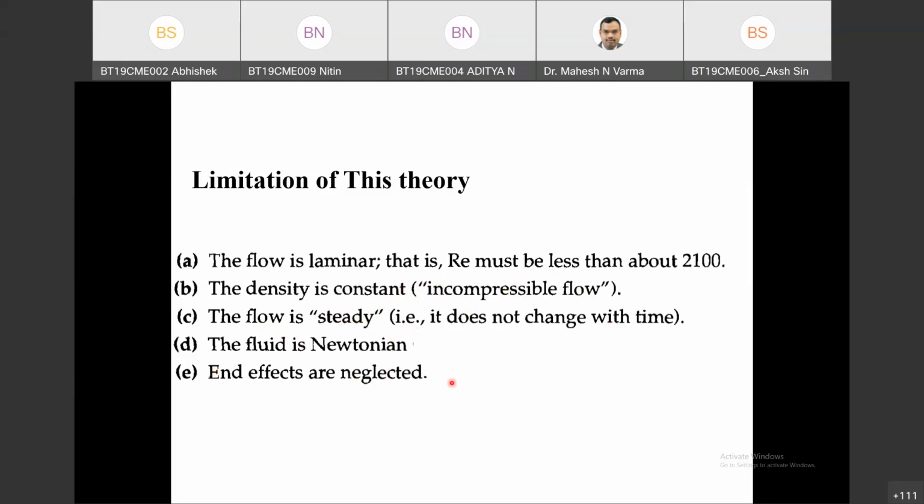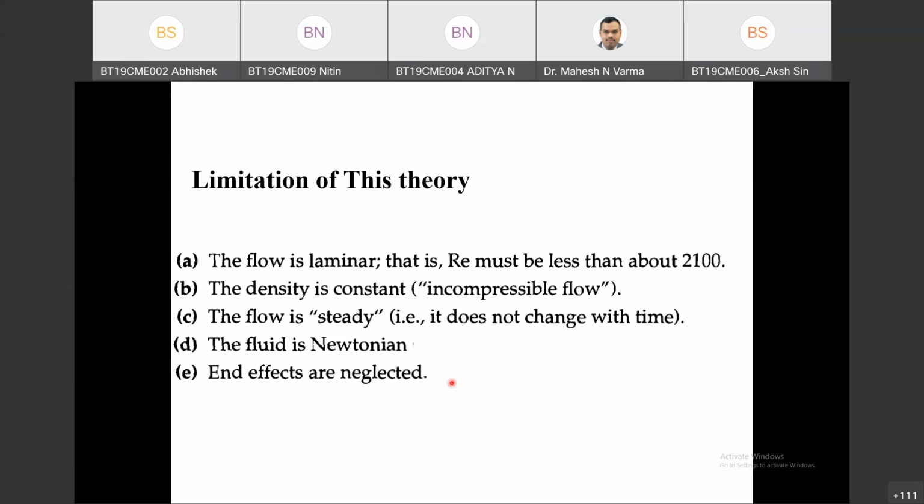At the start of the pipe and at the end of the pipe, there might be variation in velocity, so that we are not considering. End effects are neglected. Near the wall there might also be a different behavior of the velocity because of the interface, which is very difficult to consider. But anyway, laminar flow is there and end effects are neglected. So in all, we can assume that there is only one velocity Vz and it is varying only in the r direction. These are the limitations of the theory.